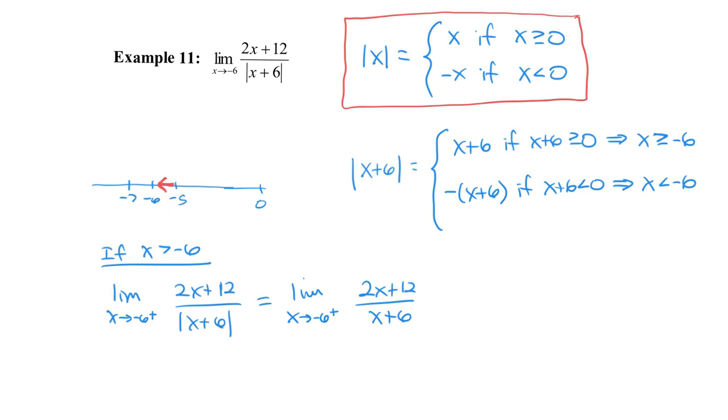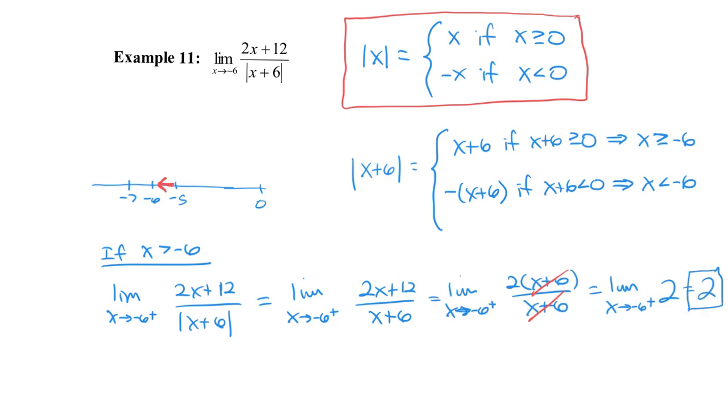And then you can see this numerator, 2x plus 12, we can rewrite that. That's just the same as the limit as x approaches negative 6 from the right of 2 times x plus 6 over x plus 6, which then we can get these to cancel. And that will give us the limit as x approaches negative 6 from the right of 2. Well, now I've just got the limit of a constant, which is just the constant. So that answer is 2. So when we are approaching from the right, the limit is 2.